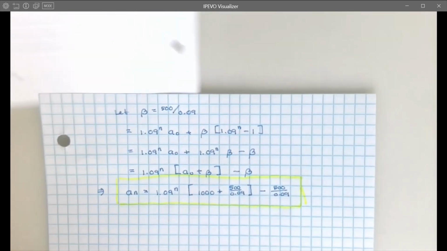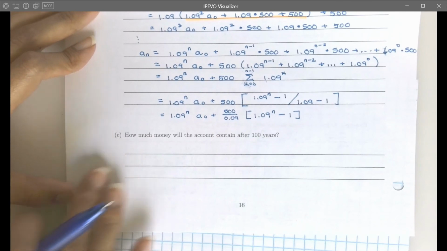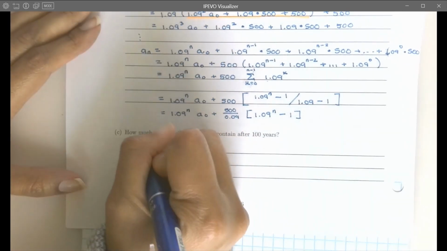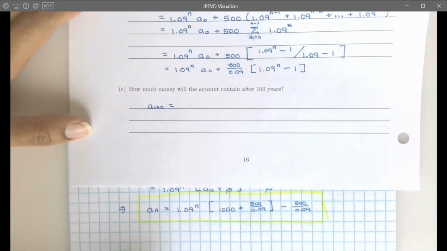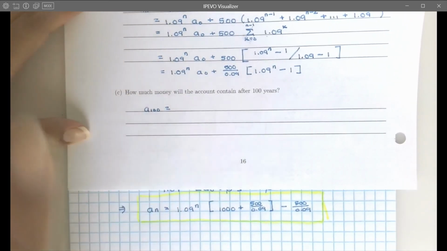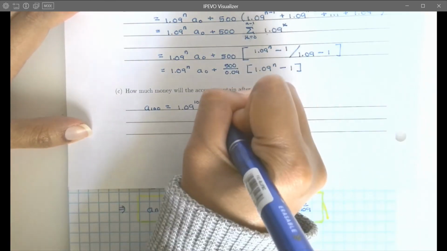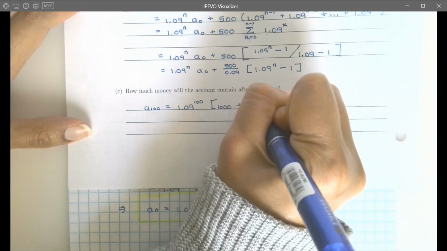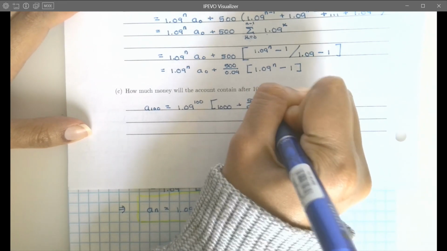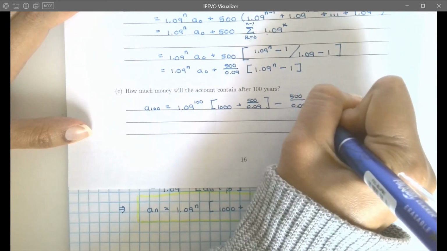Okay. Part C. How much money will the account contain after 100 years? So that means they're asking for A of 100. After 100 years, well, this is where we can use our explicit formula. This will be 1.09 to the 100 times 1000 plus 500 over 0.09 minus 500 over 0.09.